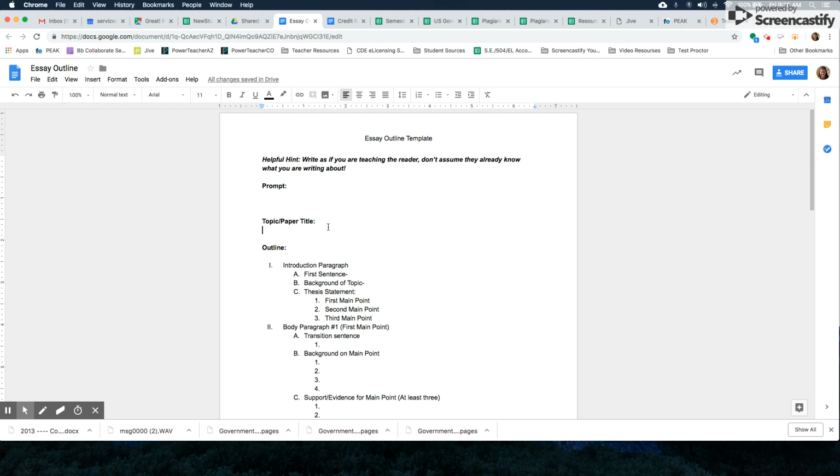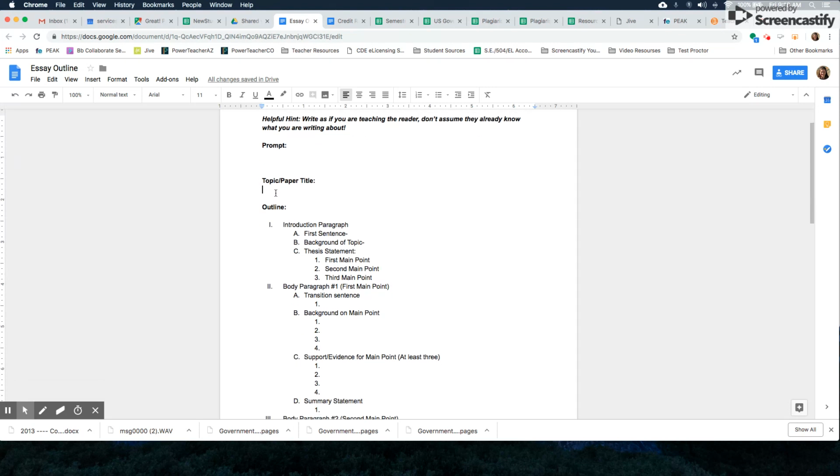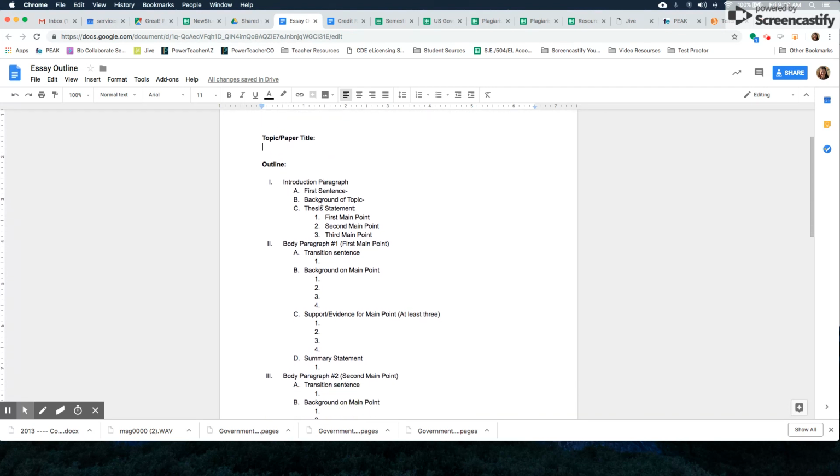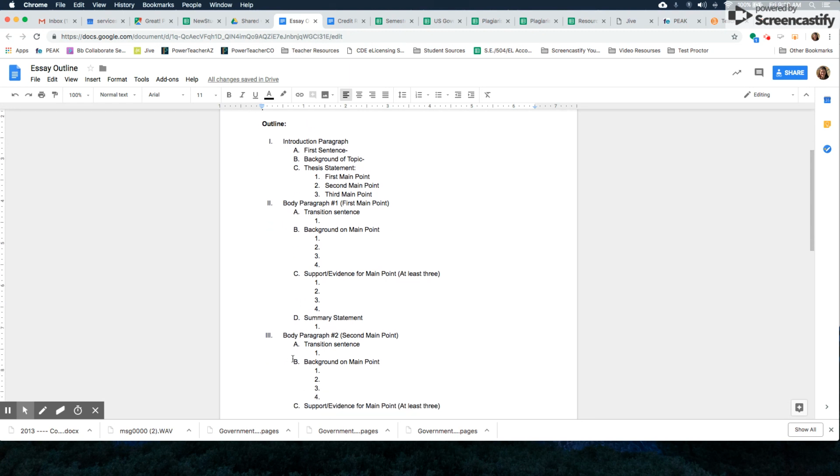The next part is the topic or paper title. Here, you want to leave this blank until the very end of your outline. When you go back and review your outline, come back up here and write somewhere between 1 and 6 words summarizing the main point of your paper. You want it to be a little catchy. You want to intrigue the reader, like, oh, what are we going to talk about? So do this last.